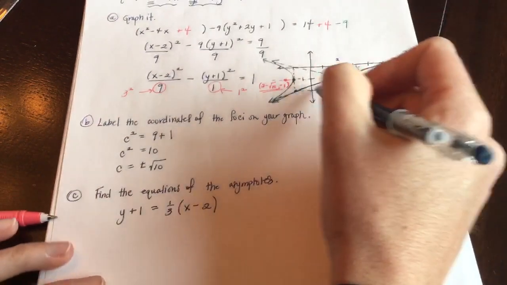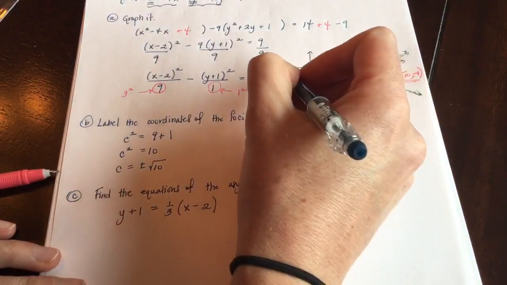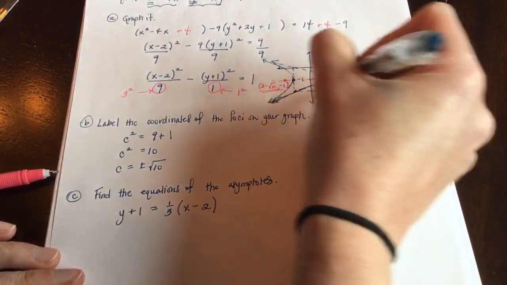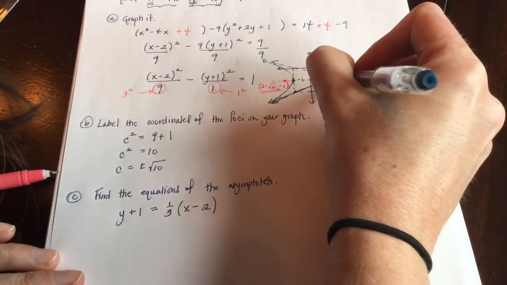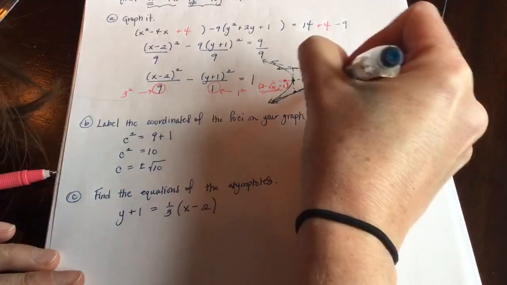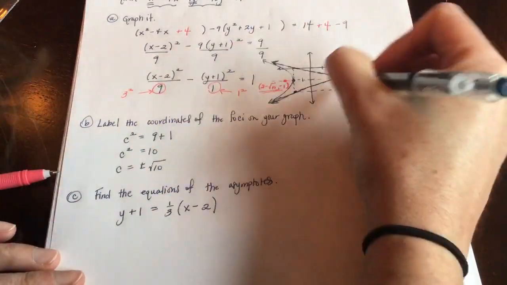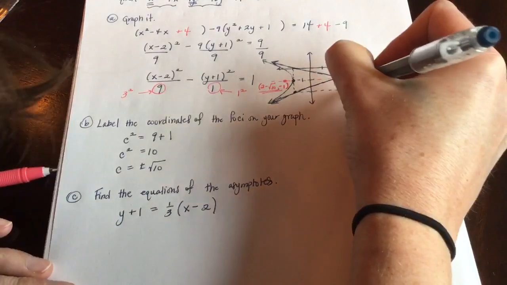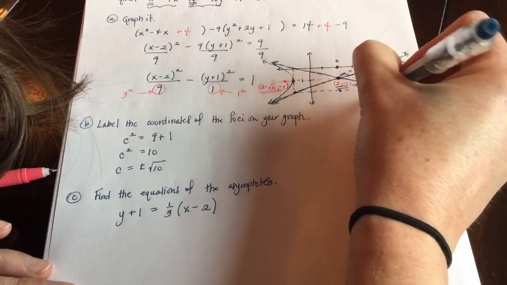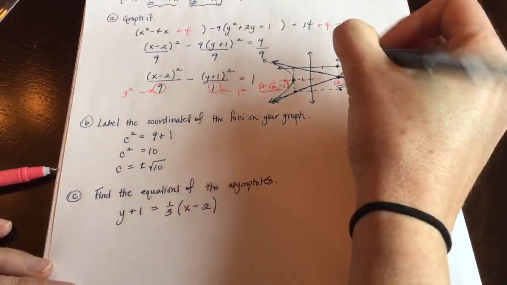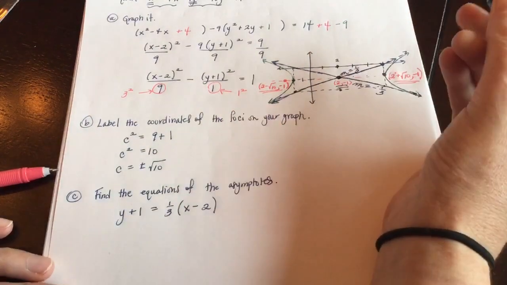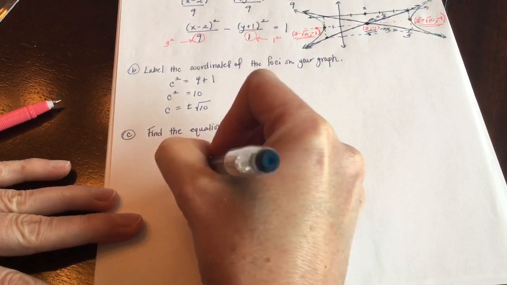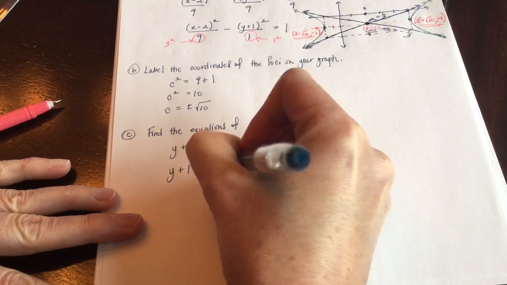Okay, well that's the asymptote that goes up and to the right. How about the asymptote that goes down and to the right? Well, what's its slope? The slope of this line right here, you went down 1 and to the right 3 to get there. So the slope of this line would be -1/3. And it also has to go through the point (2, -1). So its equation would be y + 1 = -1/3 (x - 2).